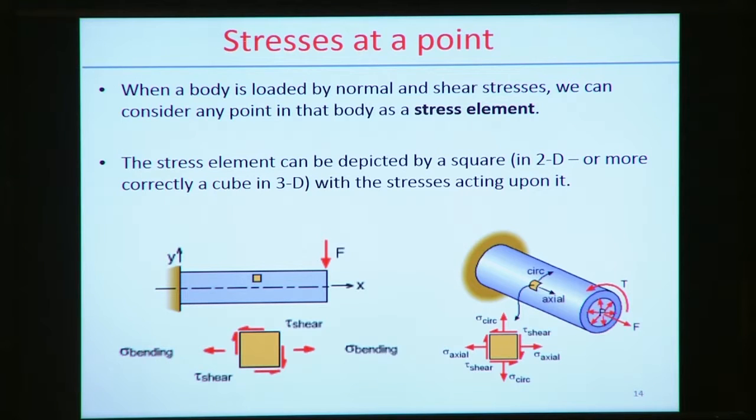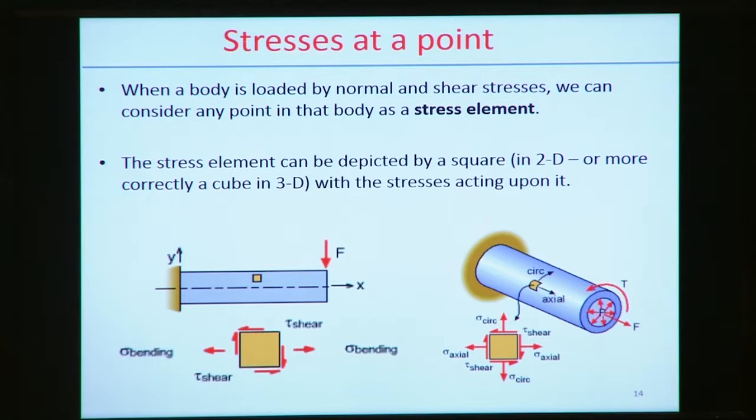Now, coming back from the unidirectional stress or strain analysis, what is the difference between engineering stress and engineering strain? We come back to the point of stresses at a point: how can we define the stress? When a body is loaded by normal or shear stresses, we can consider any point in that body as a stress element. This stress element can be depicted in a two-dimensional form, or more correctly by a cube in a three-dimensional form, with the stresses acting on it.